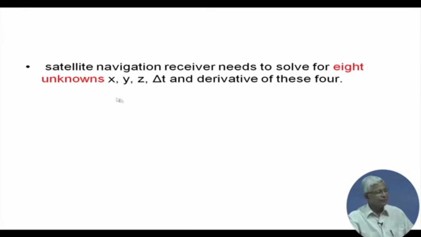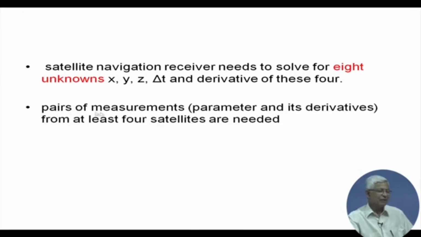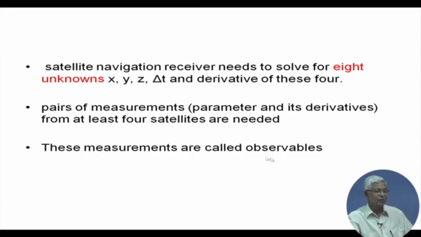So, therefore, the satellite navigation receiver needs to solve 8 unknowns: x, y, z, del t for the position and derivatives of these 4 for velocity. So, pairs of measurements, the parameters and their derivatives, from at least 4 satellites are needed. These measurements are called observables.